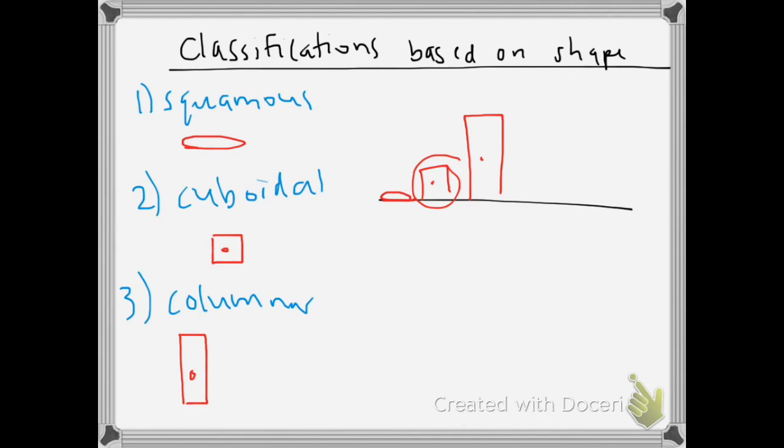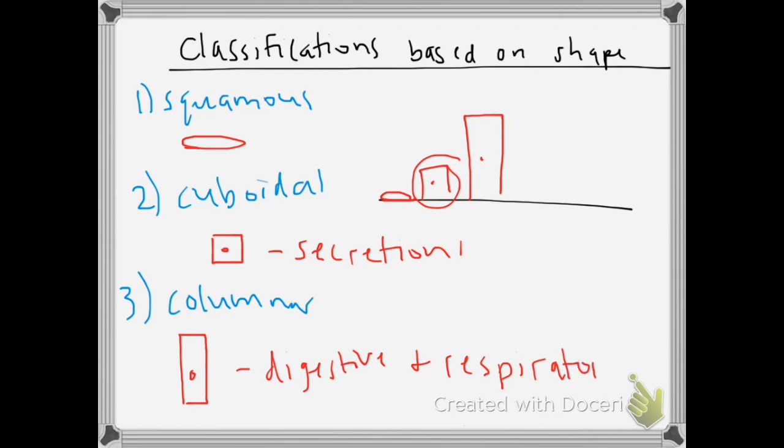Let's see. So cuboidal, these are going to be involved in secretion. We just said those goblet cells, which we'll get into when we talk about glands, these mucus-producing cells. So columnar, these are going to be high in digestive and respiratory tracts. So let's think about this for a second. Respiratory tract, if you've ever had a really bad cough, you're coughing up mucus, right? So if we look in our respiratory tract, here's a line, and let's say I have a cuboidal cell and I have a columnar cell.